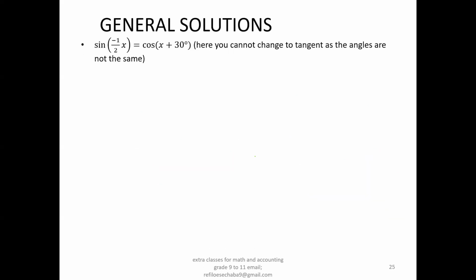Check this one out. Do you realize that the ratios are not the same here? Yes. And at the same time, the angles are not the same. If the angles were the same, I was just going to divide by cos and change it to tan. Question is, what do you do when the ratios are not the same, but the angles are also not the same?